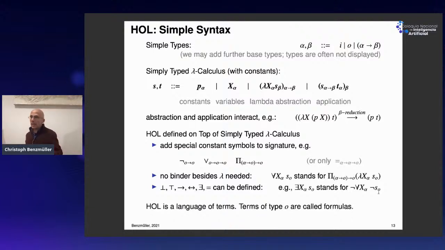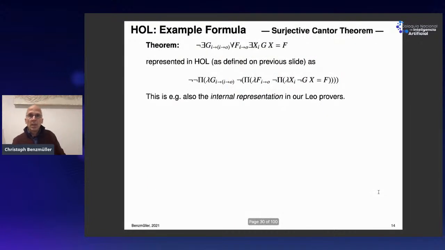So HOL is a language of terms, and terms of type O are then called formulas. We have no double inductive structure as you have in first order logic, so first introduce terms, and then in a second inductive layer introduce formulas. It's actually a much simpler construction. And here you have now an example of the theorem I gave you earlier.